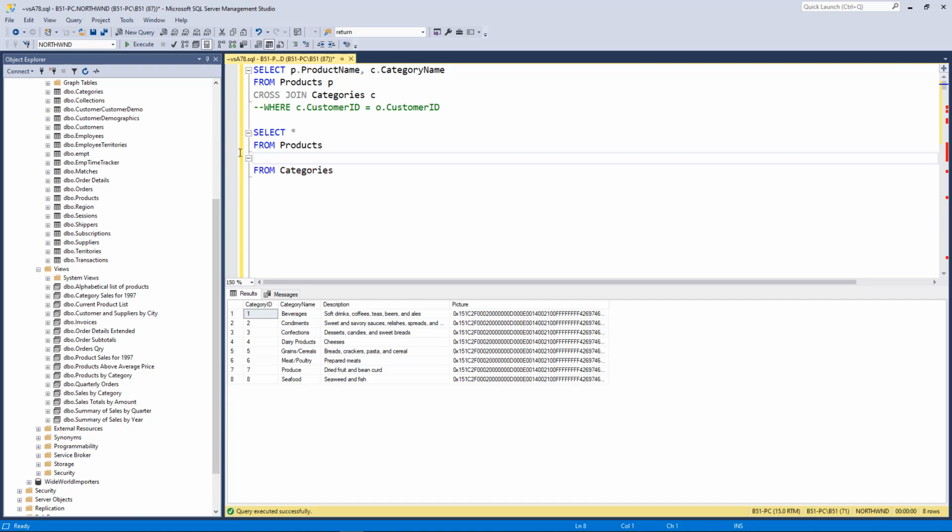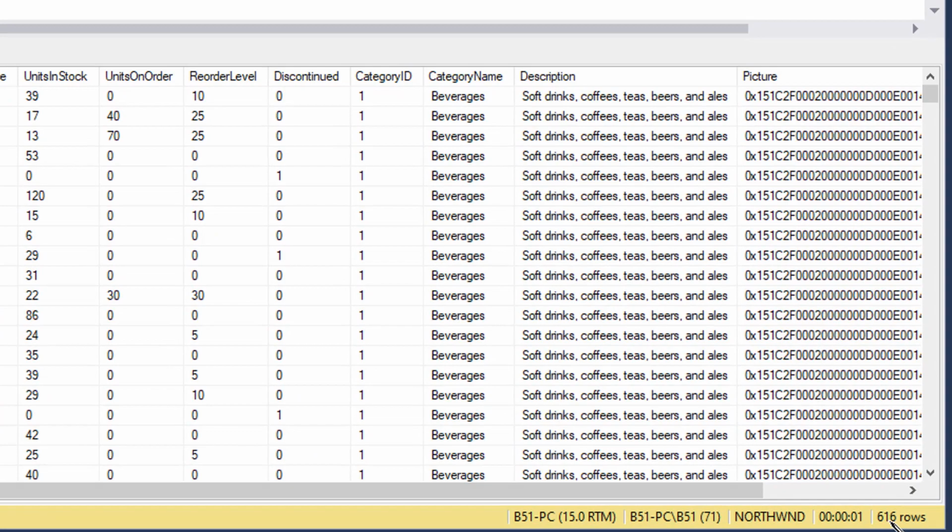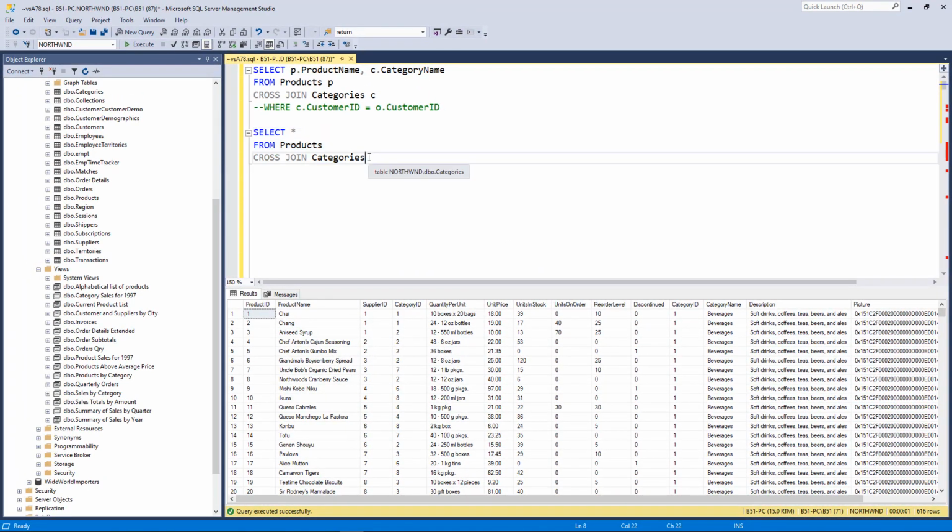So if we cross join between them, we will have 616 rows. Let's look only at the beverage, where category ID equals 1, and run this. And the category ID we need to relate it to one of the tables because it belongs to both of them. So this is P, and the second one is C.